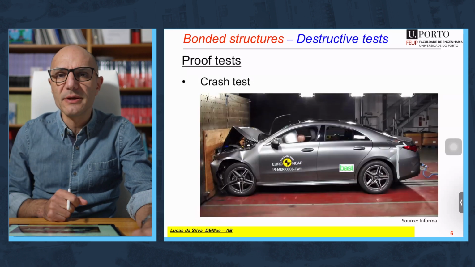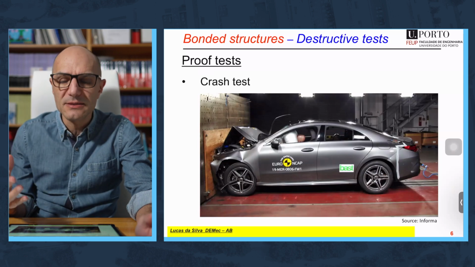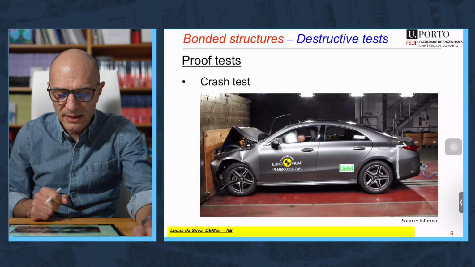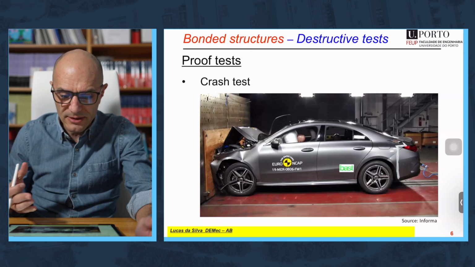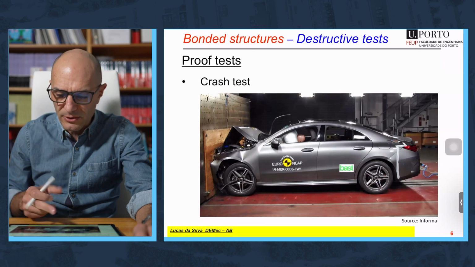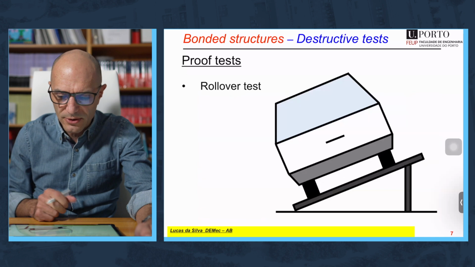You have laboratory destructive tests. Of course, the ultimate test is the proof test on a real structure. You have here an example of a real test. In this case, it's the crash test. It's a very common test in the automotive industry, but of course, this is extremely expensive. You are not going to do that in all the structures.